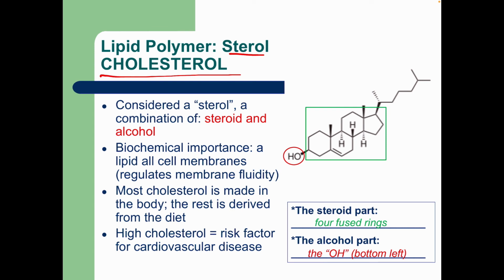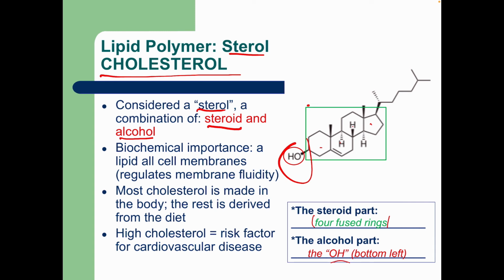Another example is sterols or cholesterols. Cholesterol is considered a sterol, which is a combination of a steroid and alcohol. Here in this green square, we can see the steroid part, which is 4 fused rings. So 1, 2, 3, 4. And then here we have the alcohol part, which is the OH on the bottom left.